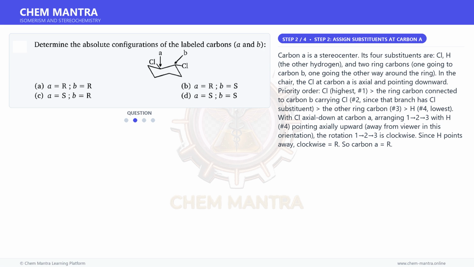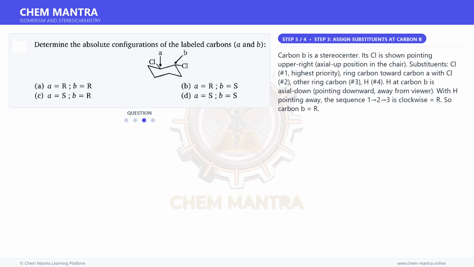With Cl axial down at carbon A, arranging 1 to 3 with H, number 4, pointing axially upward, away from the viewer in this orientation, the rotation 1 to 3 is clockwise. Since H points away, clockwise is equal to R. So carbon A is equal to R. Moving on to the next step.